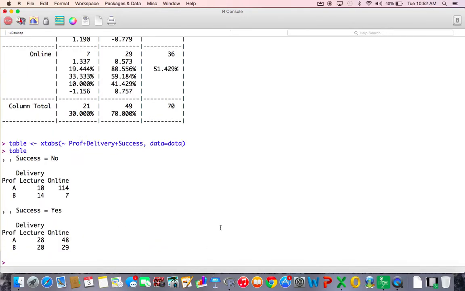If I come in on the table, notice what it's going to do here. Based on the first two, the professor and delivery, it's going to give me my counts, but it's going to provide these over the success rates of yes and no. Now, there may be a strong argument that, considering what we found earlier, we probably should have put professor there to see what happens. But guys, we'll go ahead and run it this way.